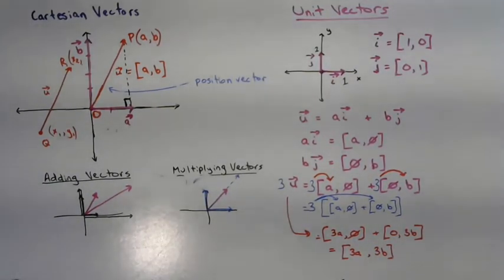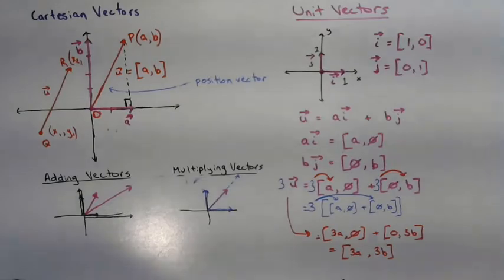How do we subtract vectors? Well, just like in Unit 6, we talked about subtracting a vector being the same as adding its negative, or adding its opposite. So we'll get into that as well.